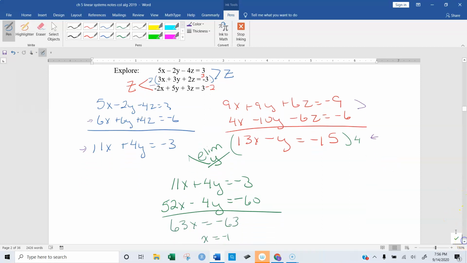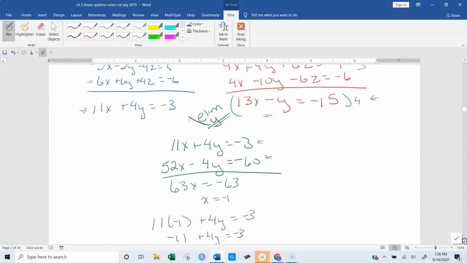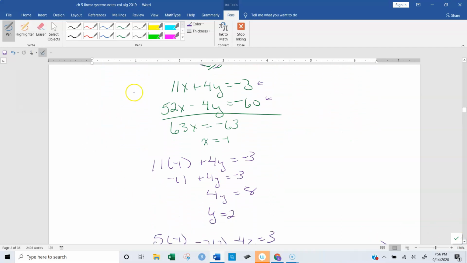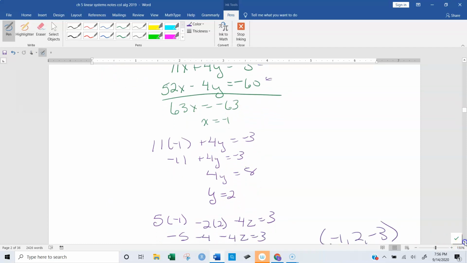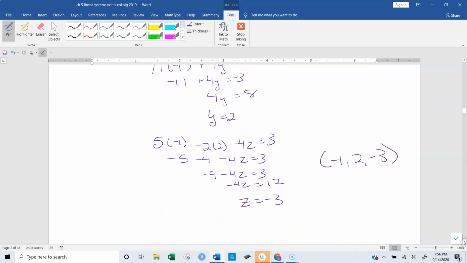Now I took my two equations I had here. I eliminated y, so I multiplied this guy by a 4. So I took my first one and I left him alone, multiplied by 4, added those together, got x equals negative 1. I plugged negative 1 into my equation up here, and I got y equals 2. And then I plugged those into the top equation, and I got z equals negative 3. You could have done yours completely different, but your solution set should have been the same, negative 1, 2, negative 3.